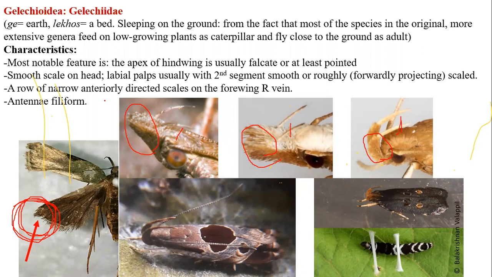However, this family is best defined by a row of narrow anteriorly directed scales on the forewing radial vein, which is not actually visible from photographs or at field level. So from photographs, we can identify this family following the characteristic of their head and labial palps. And one important thing is they usually have their antennae filiform. You are seeing here they have filiform antennae.